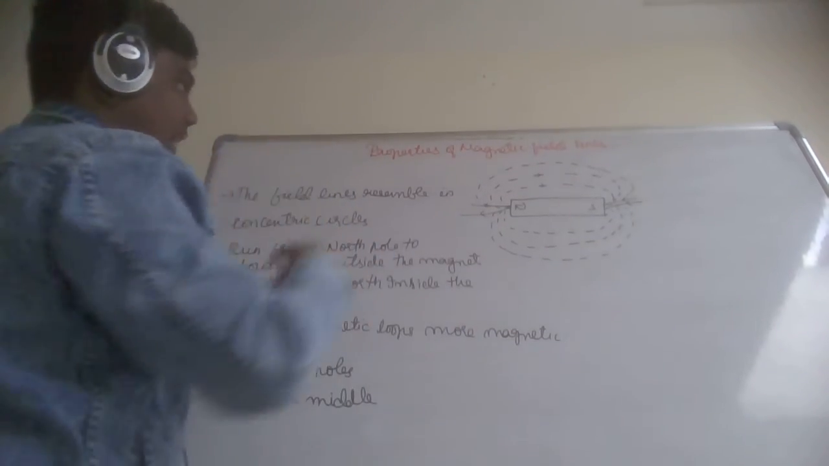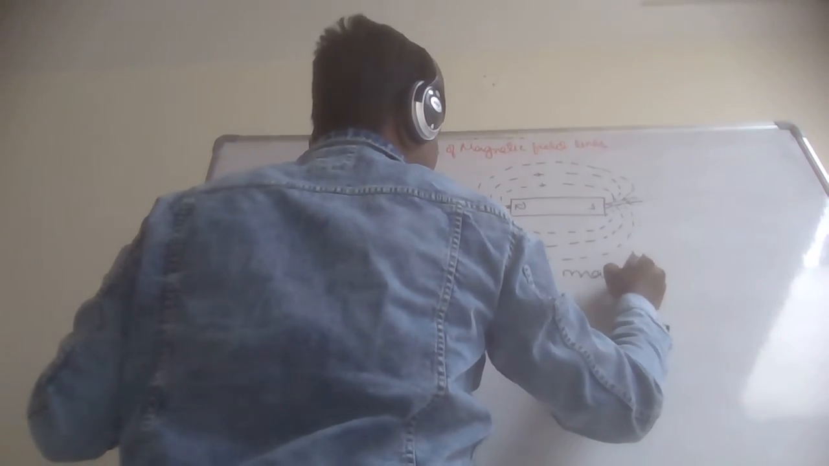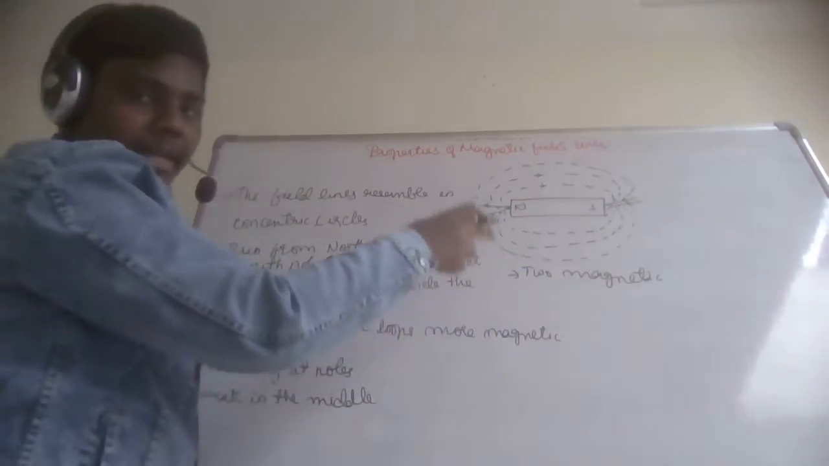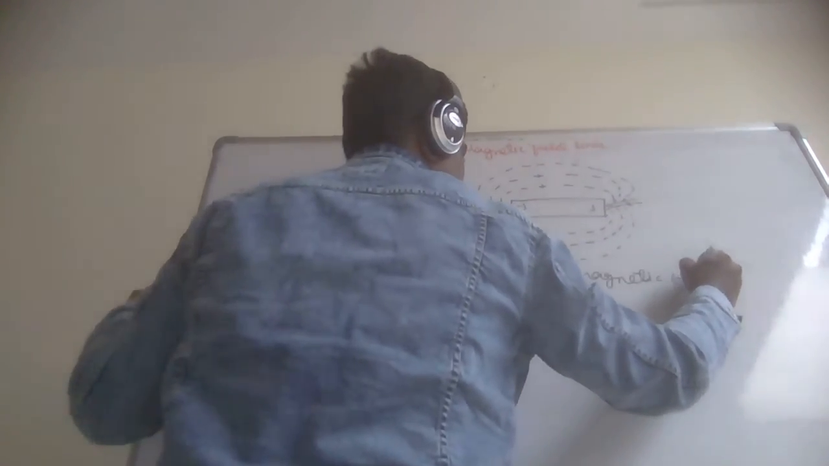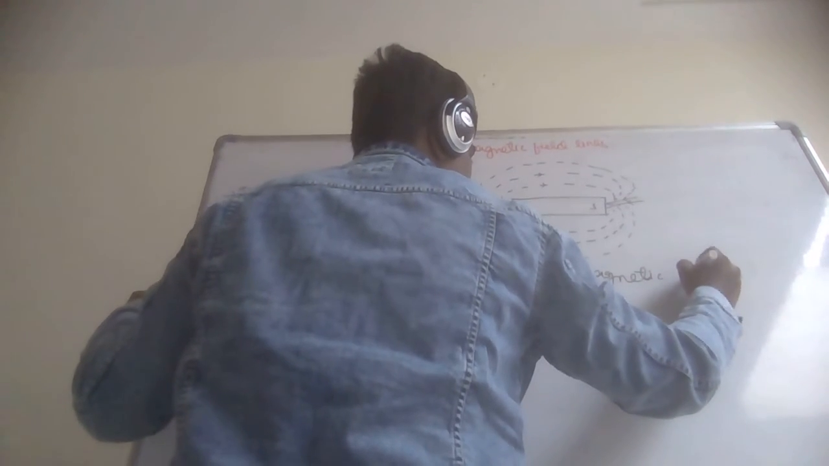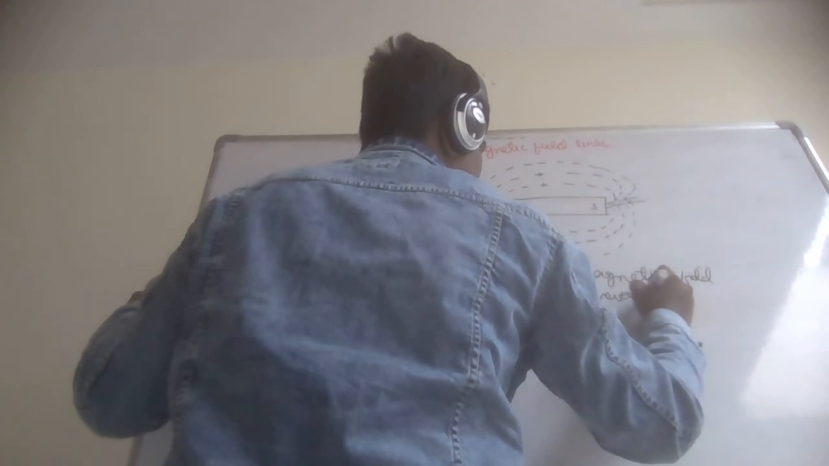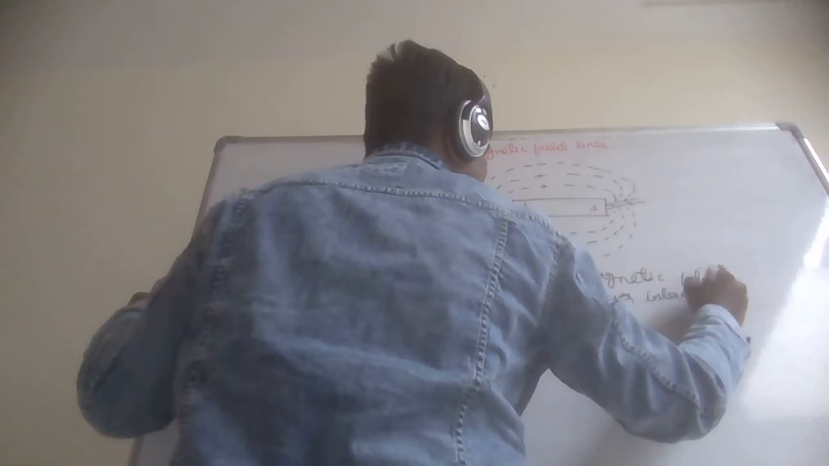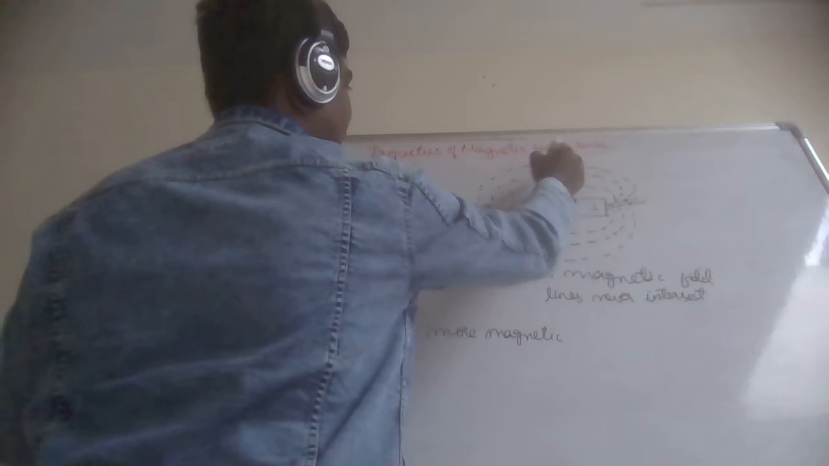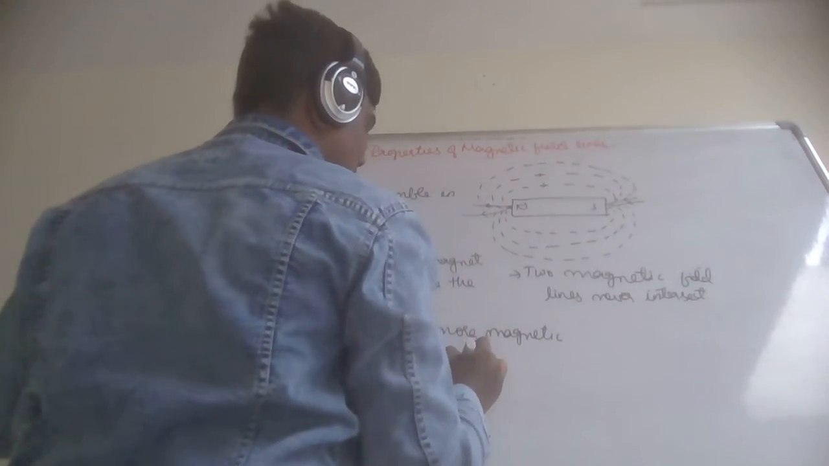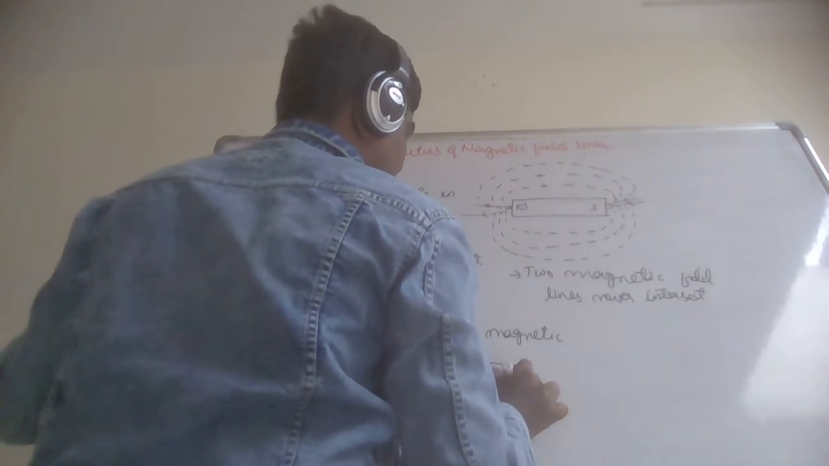Another thing we can notice from this figure is that two magnetic field lines never intersect. Now if you see, can you see any intersection? An intersection would look like this. This is the magnet.